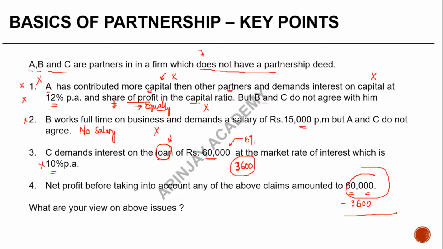So if I have to summarize for you, the first thing is no interest on capital. Second, the distribution of profit has to be equal. Of course, when we talk about profit, it has to be the net profit. Third, no salaries to be given. Fourth, the interest on loan, not on capital, has to be given at 6% per annum, even though the market rate of interest may be high.